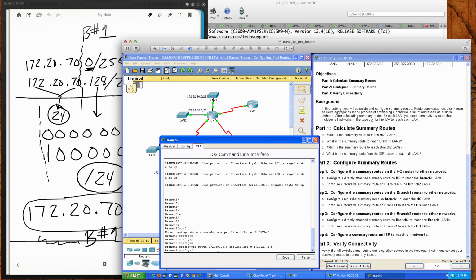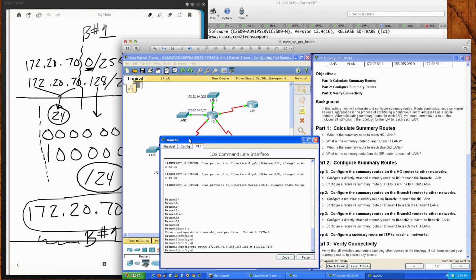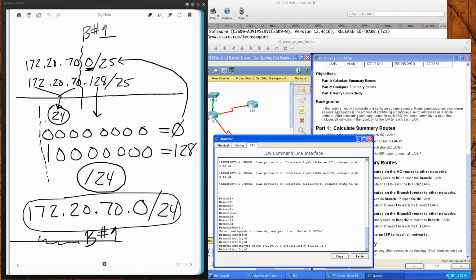So it looks like there's something wrong in our summarization here on branch 1. And so let's take a look at that again. Let's confirm the branch 1 LAN addresses, 172.22.70 and 172.22.70, so it's .0 and .128. And so we have this correct. The first 24 bits are the same, and then the 25th bit right here is different. And so this should be a /24.